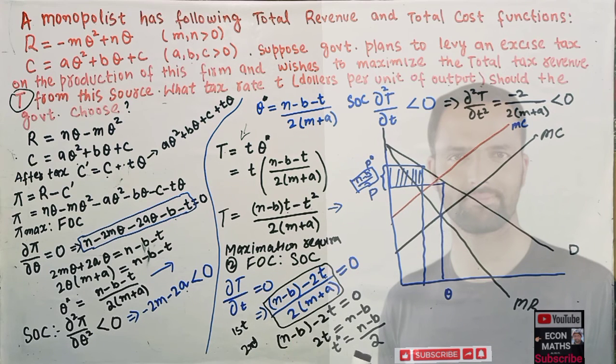I hope I make myself clear in this video, so it is not necessary to show you more here. The question was: the tax rate that maximizes the total tax revenue of the government is equal to (n minus b) upon 2. I hope I make myself clear in these videos.